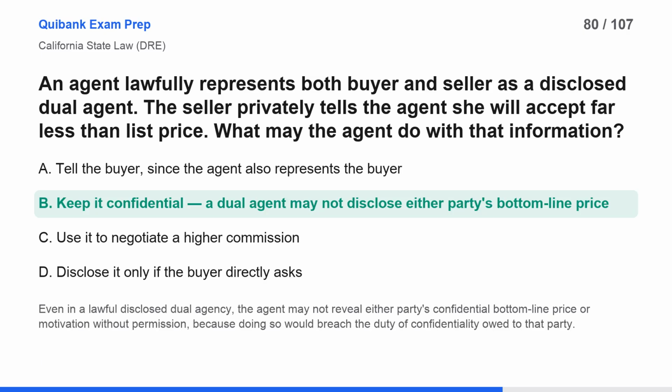The answer is B. Keep it confidential. A dual agent may not disclose either party's bottom line price. Even in a lawful disclosed dual agency, the agent may not reveal either party's confidential bottom line price or motivation without permission, because doing so would breach the duty of confidentiality owed to that party.